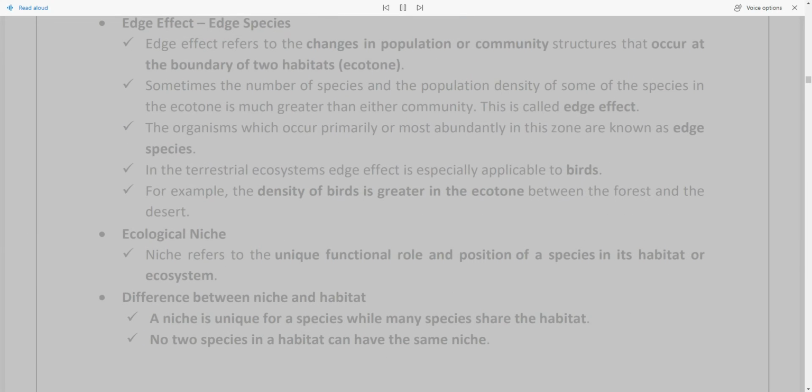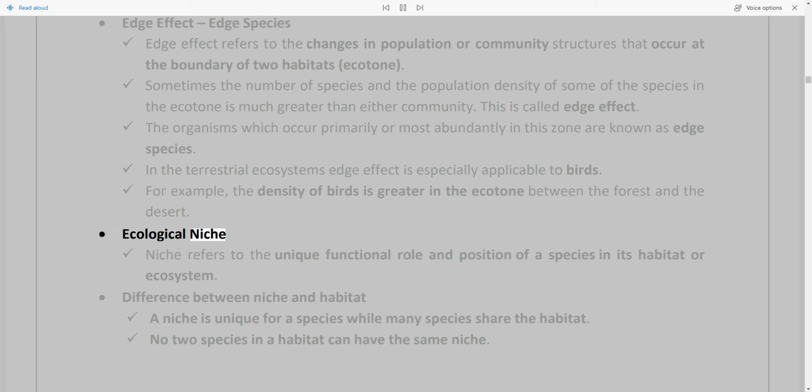Edge effect, edge species. Edge effect refers to the changes in population or community structures that occur at the boundary of two habitats, the ecotone. Sometimes the number of species and the population density of some of the species in the ecotone is much greater than either community. This is called edge effect. The organisms which occur primarily or most abundantly in this zone are known as edge species. In the terrestrial ecosystems, edge effect is especially applicable to birds. For example, the density of birds is greater in the ecotone between the forest and the desert.